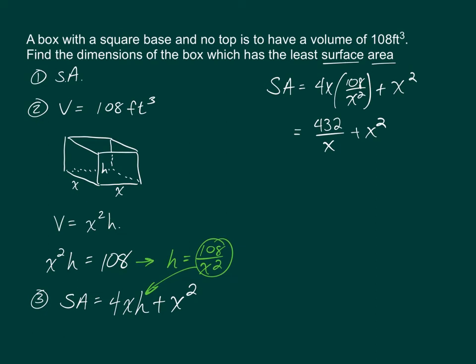Then we can take the derivative. So if you push this up to the numerator, it would be x to the negative 1 power. And so the derivative of the surface area would be negative 432 over, and if I push it back into the denominator, over x squared plus 2x. And our goal now is to set this equal to 0 to solve for x.